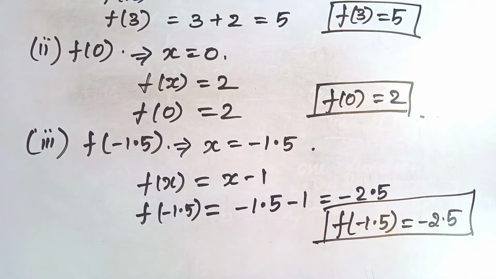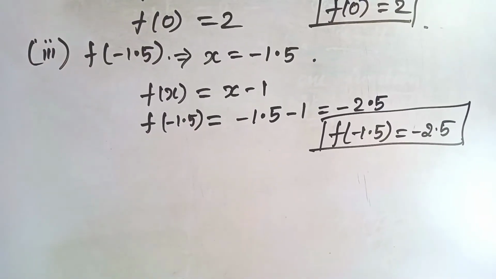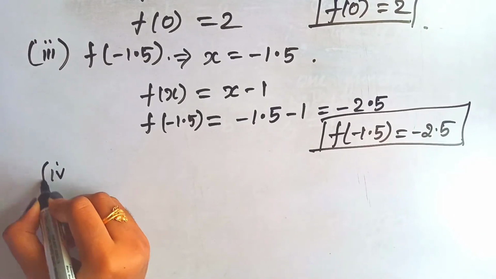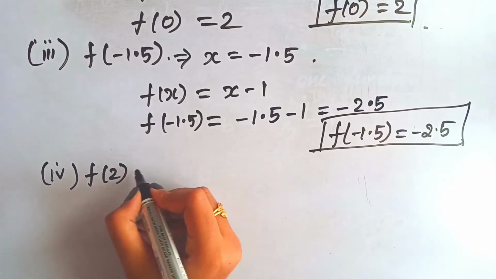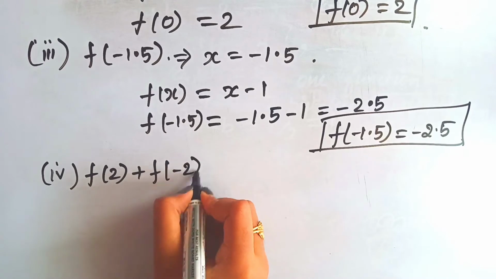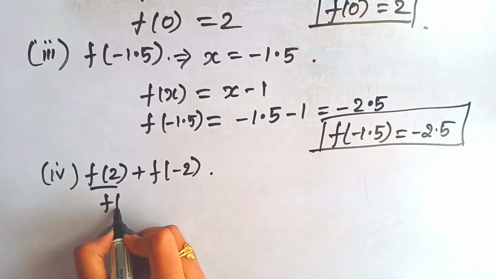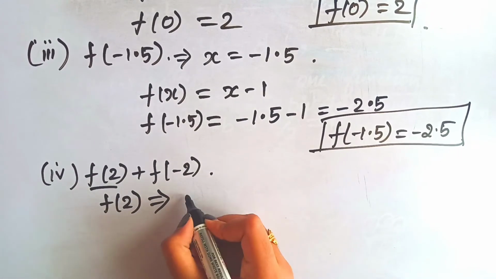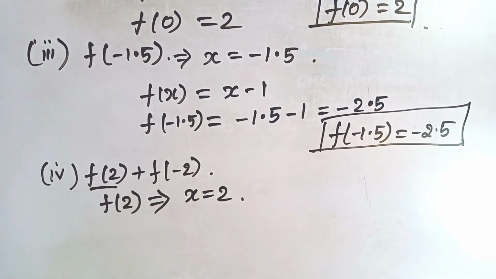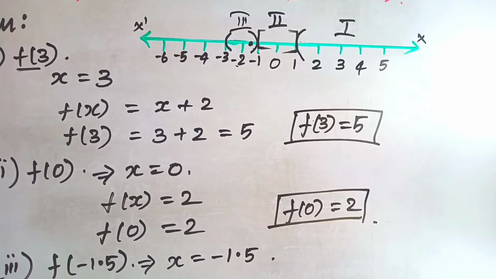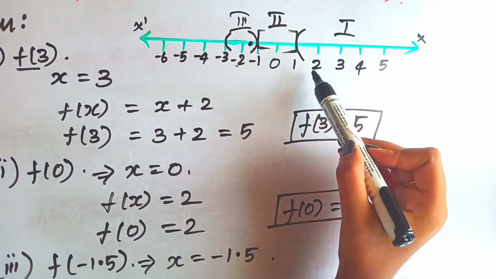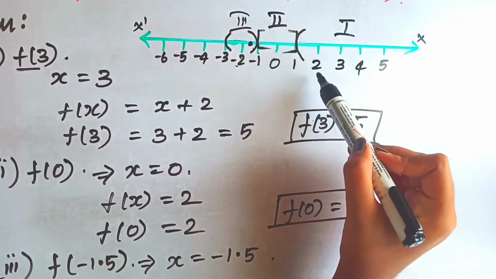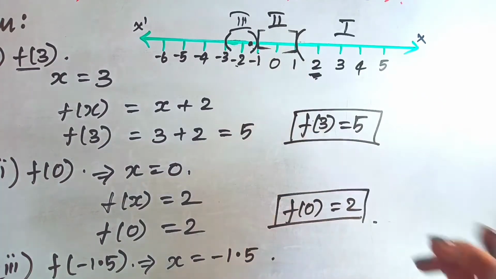So then our fourth subdivision will be f of 2 plus f of minus 2. So first we have to find what is f of 2. So it means x is equal to 2. So we have to find where x is equal to 2 in our number line. So x is equal to 2 in the first interval. So here it's 2, so it's in the first interval.